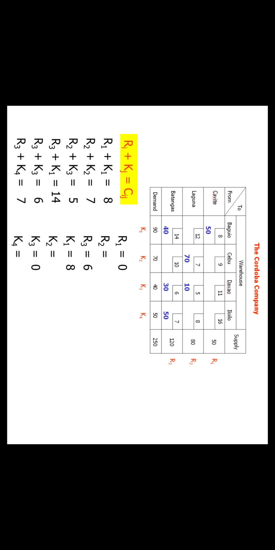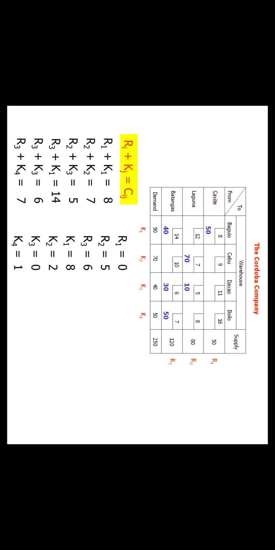Again, if R sub 3 is equal to 6, for the sixth equation to be true, then our K sub 4 should be equal to 1. And then, if K sub 3 was found earlier to be equal to 0, for the third equation to be true, then R sub 2 should be equal to 5. And if R sub 2 is equal to 5, for the second equation to be true, then K sub 2 should be equal to 2.